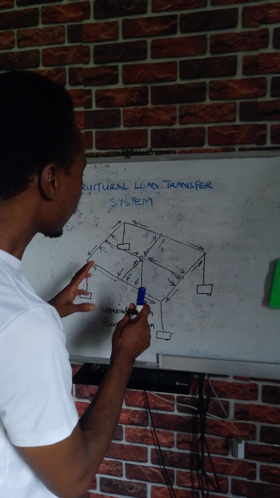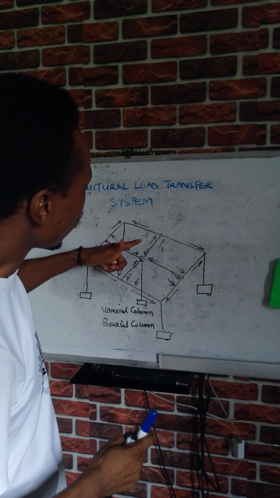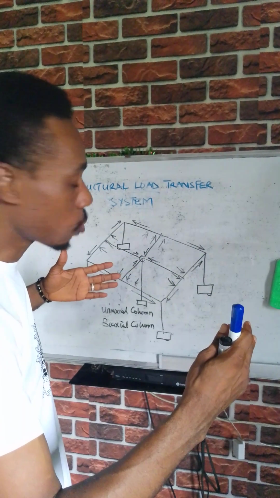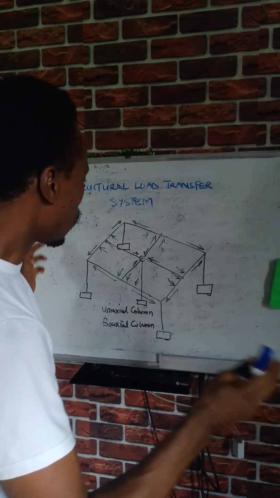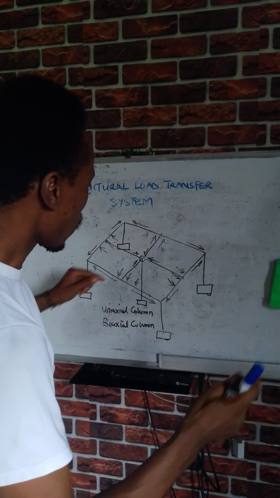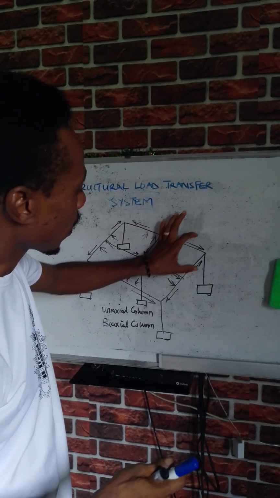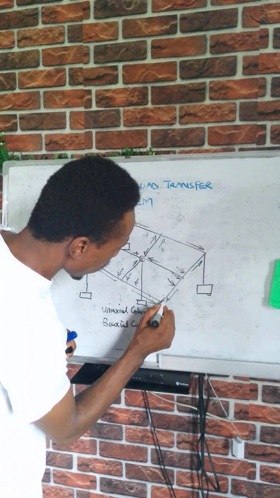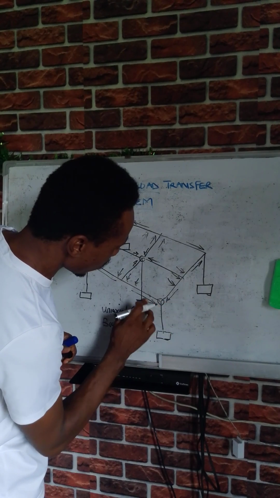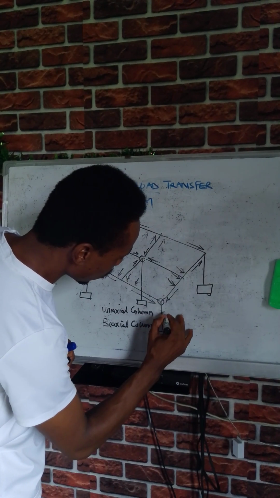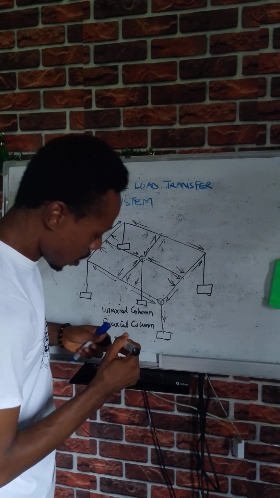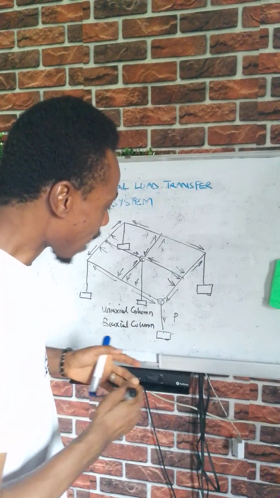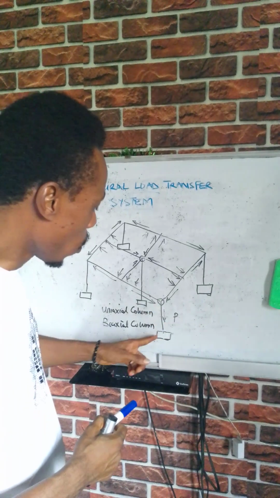So the systematic transfer system now is that the load moves to the beams. The beam now shares it into two, in both directions for the support. Now the support gets the load. This comes here. This comes here. So eventually it goes down as P, as axial load.